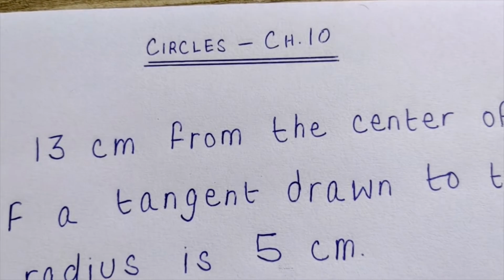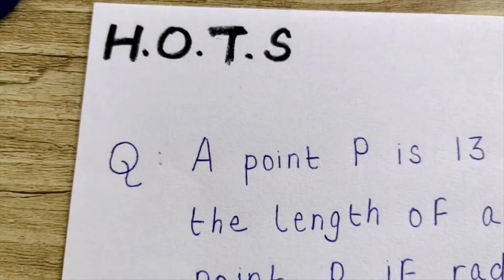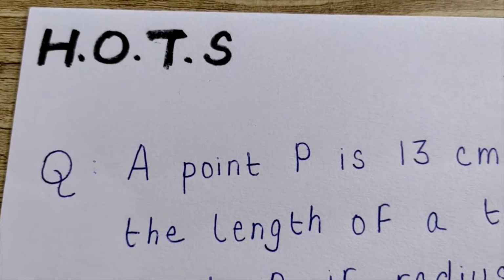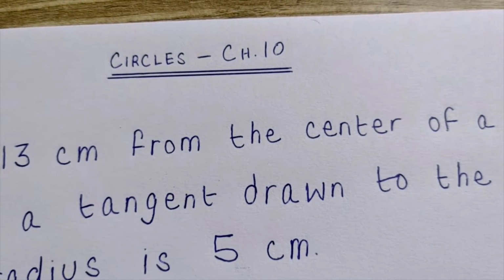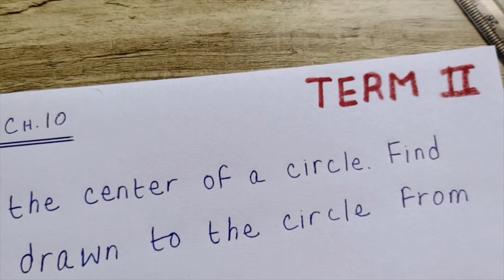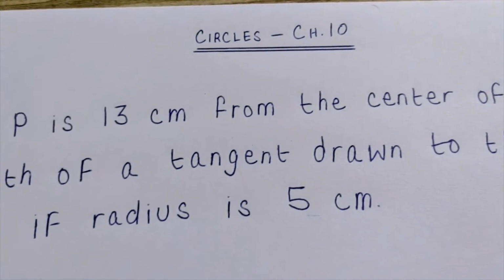Today we'll be looking at a higher order thinking skills, or H.O.T.S, question from chapter 10 of CBSE class 10 mathematics, which is circles. And this is a very essential topic for term 2. So let's get right into the question.